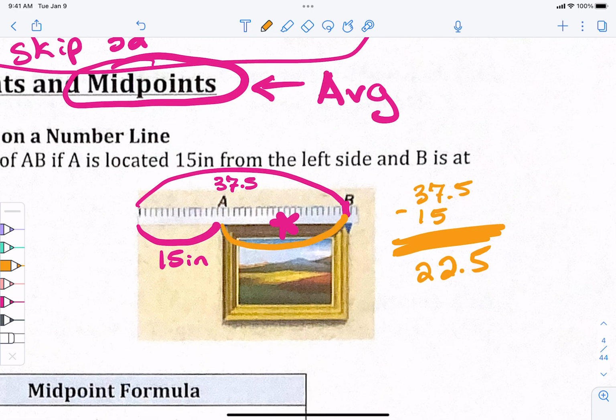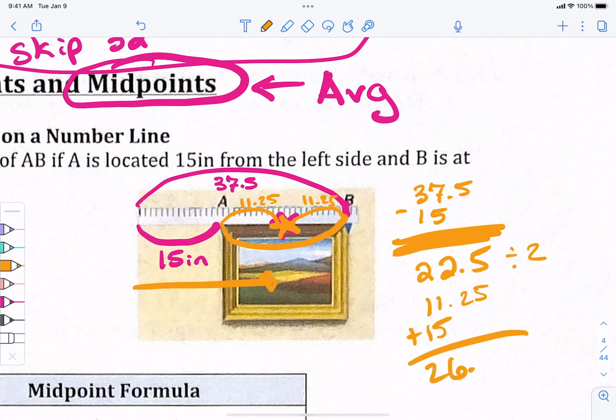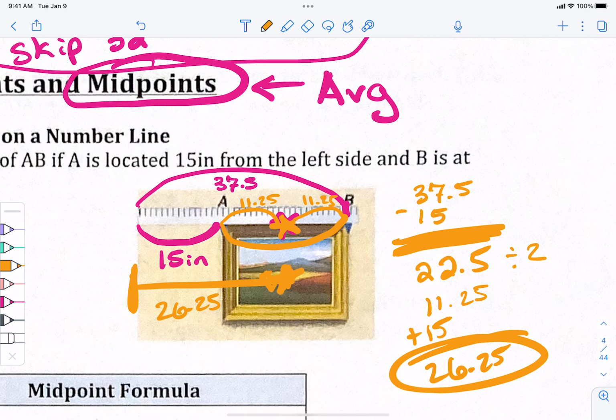Then what? Divided by 2 is 11.25, right? So that means from here to here is 11.25, and from here to here is 11.25, right? So if I'm trying to figure out how far in from here, then you add 15. Add 15 to the 11.25, so I am 26.25 inches over from this starting side right here. 26.25 inches over will give me where I need to put my nail. Yeah? Okay.